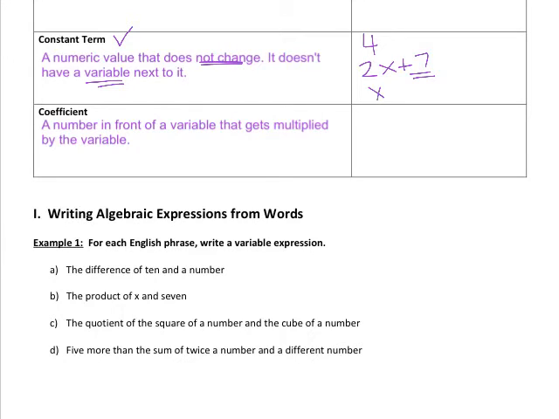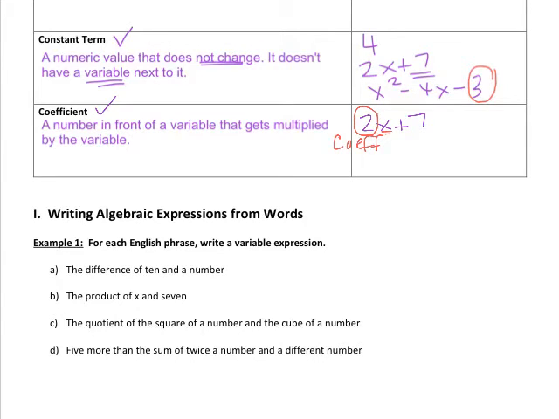And then, of course, if you see something like this, which one of these is a constant term? It's the one with no variable. All right, last, I did mention the word coefficient already, but let's just review: a number in front of a variable that gets multiplied by the variable. So, for instance, 2x plus 7, the 7 is the constant, but in this case the 2 is the coefficient. It's the number that is sitting next to the variable that will be multiplied by it.